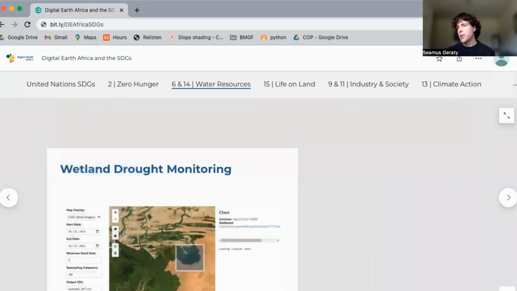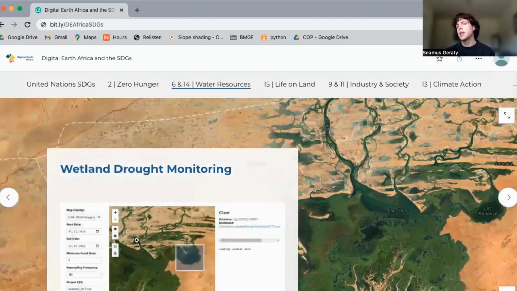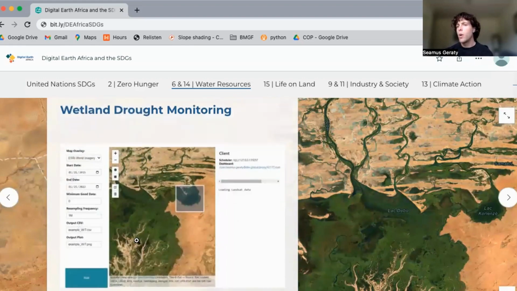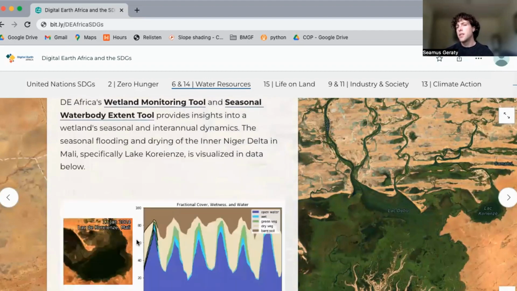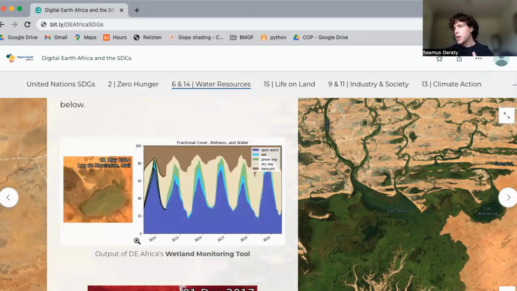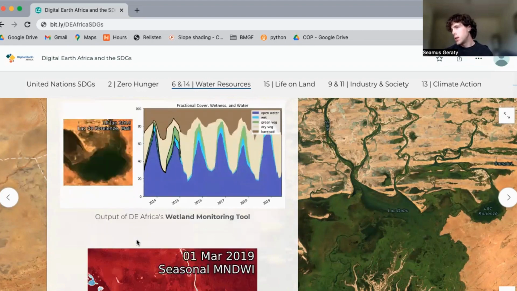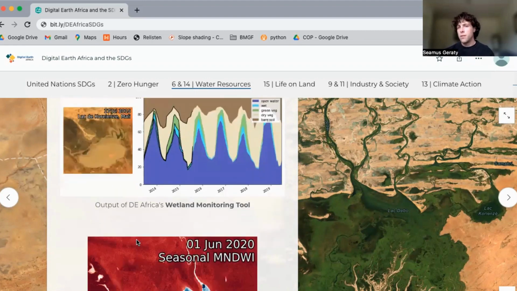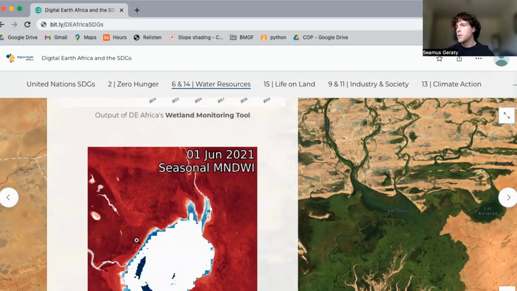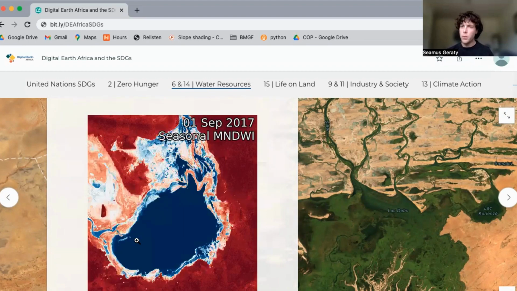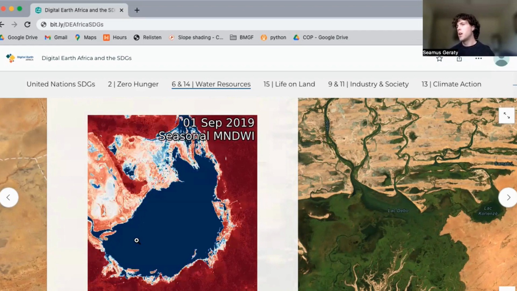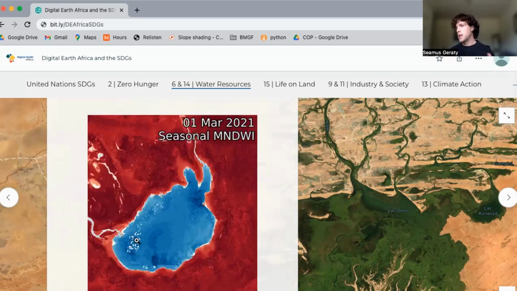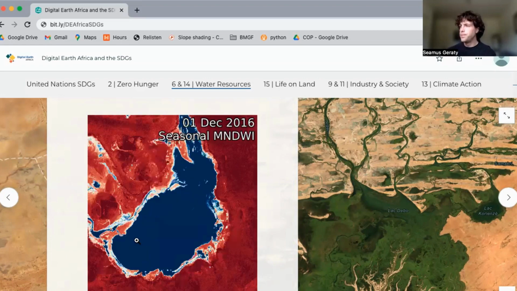For example, Digital Earth Africa's wetland drought monitoring tool and seasonal water body extent tool, which provide insights into a wetland's seasonal and interannual dynamics. Seen here, the seasonal flooding and drying of Lake Korienzi, which is in Mali in the inner Niger Delta. You can watch in the figure as the water levels rise and fall, seemingly like a beating heart, which is what the lake in the inner Niger Delta symbolizes to the surrounding area as water fluctuates in the wet season and then dries out in the dry season.